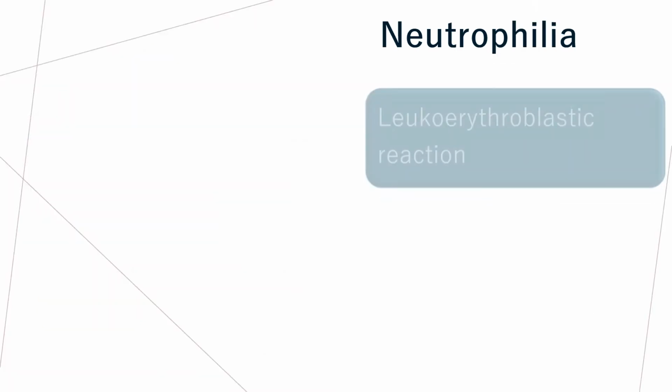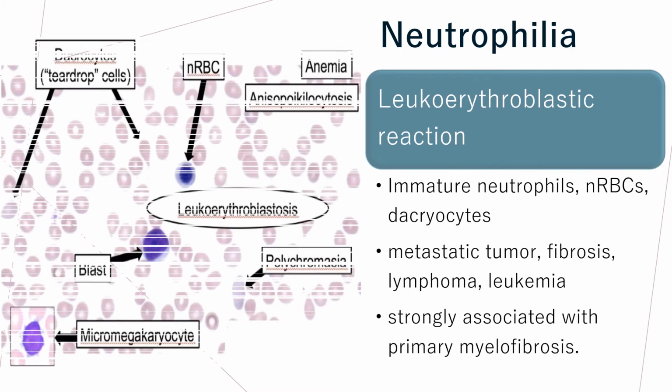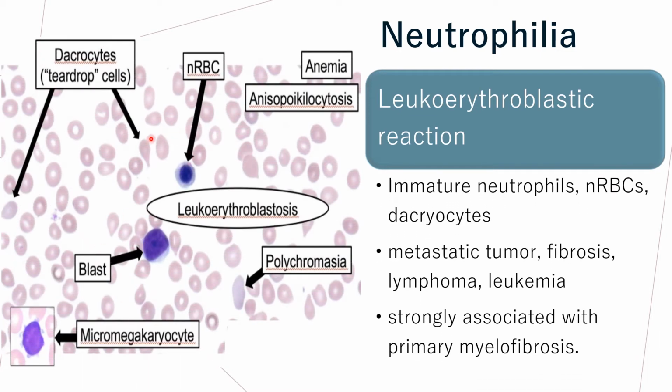The term leukoerythroblastic reaction refers to the presence of immature neutrophils or blasts, nucleated red blood cells, and teardrop cells in the same blood sample. Leukoerythroblastic reactions point to the possibility of space-occupying lesions in the bone marrow, like metastatic tumor, fibrosis, lymphoma, or leukemia. A leukoerythroblastic reaction is also strongly associated with primary myelofibrosis.